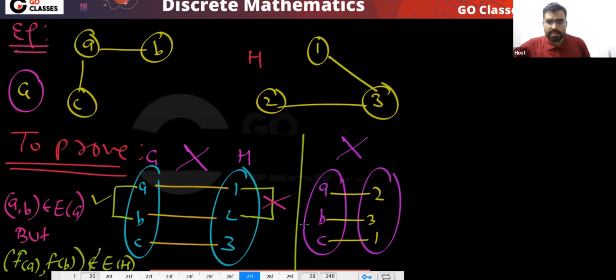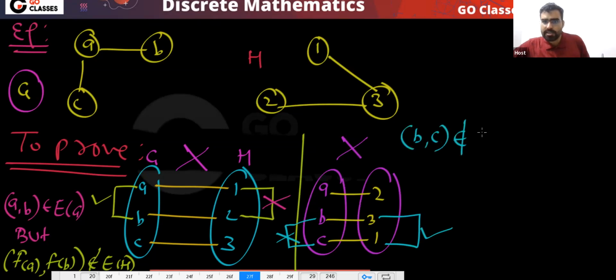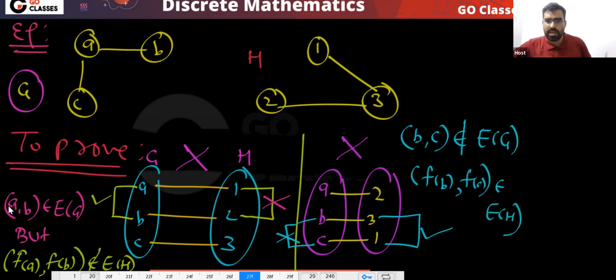See, if you notice, B, C don't have an edge. But 3, 1 have an edge. So this bijection will also not work because it is not preserving edges. You can notice B, C does not belong to E of G, but F of B, F of C belongs to E of H. So I can say no, this bijection will also not preserve the edges. The edges are not preserved.